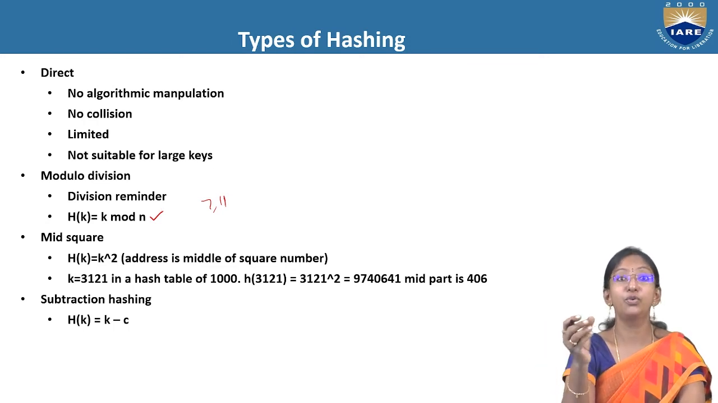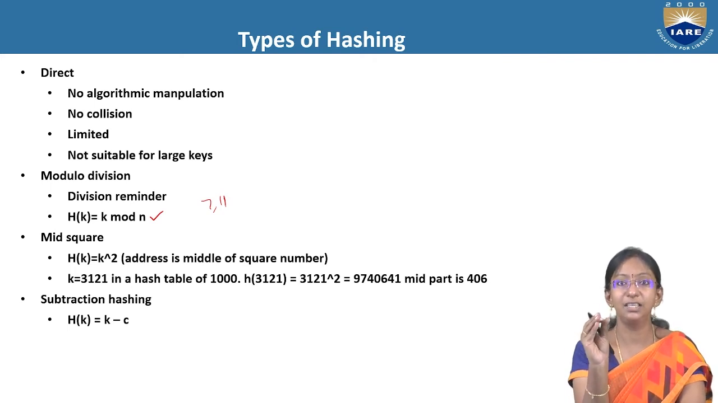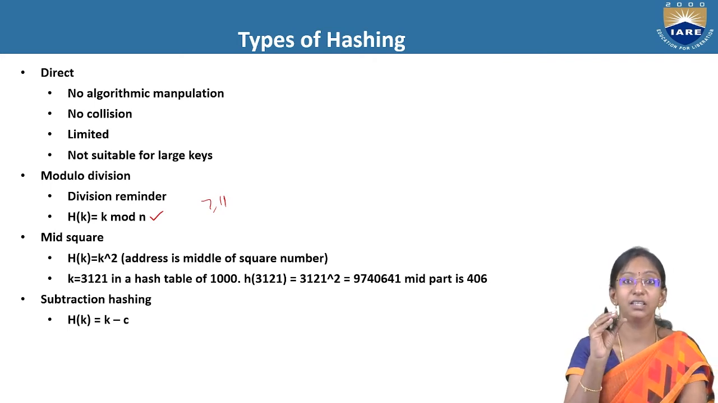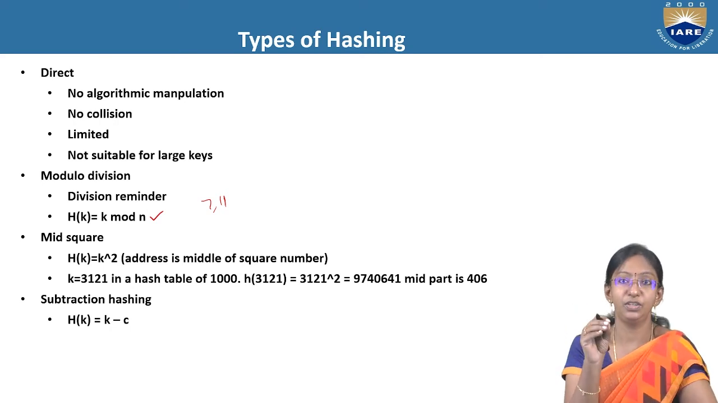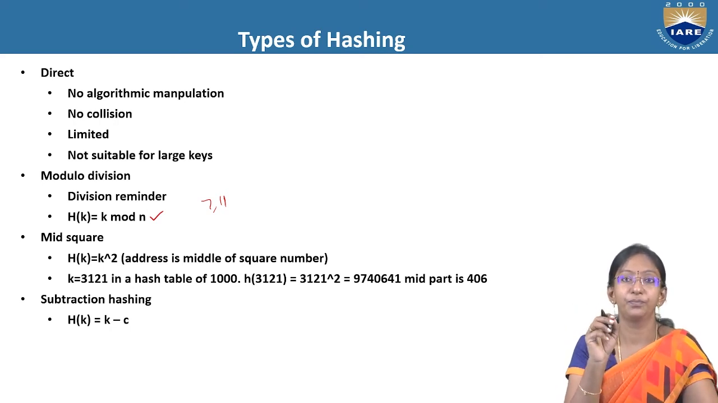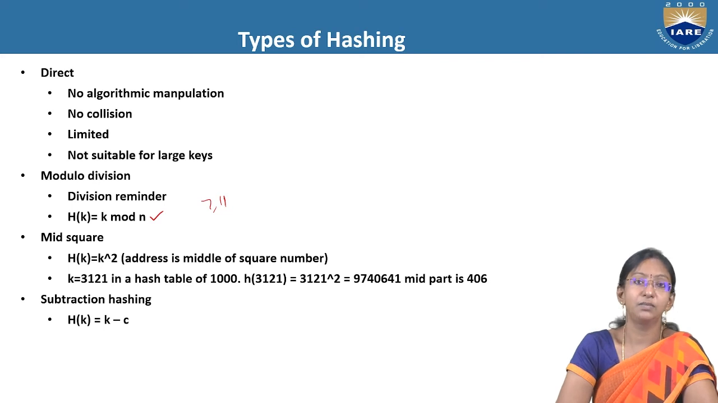A hash function is supposed to reduce the size of the key. We want to reduce the size of the key such that it can be stored easily in the hash table with its unique feature, right? So for that, the next method is mid square.